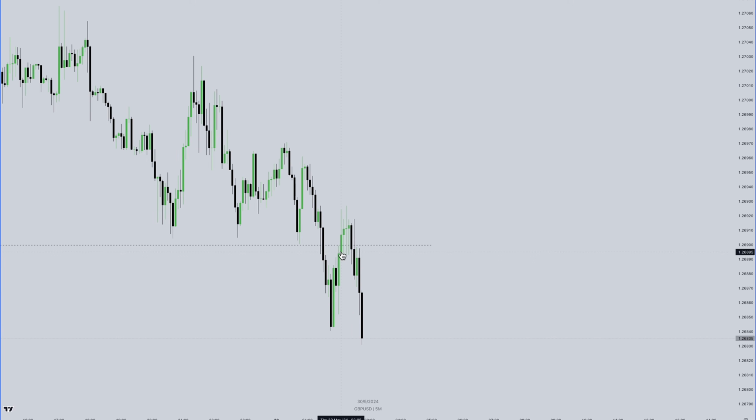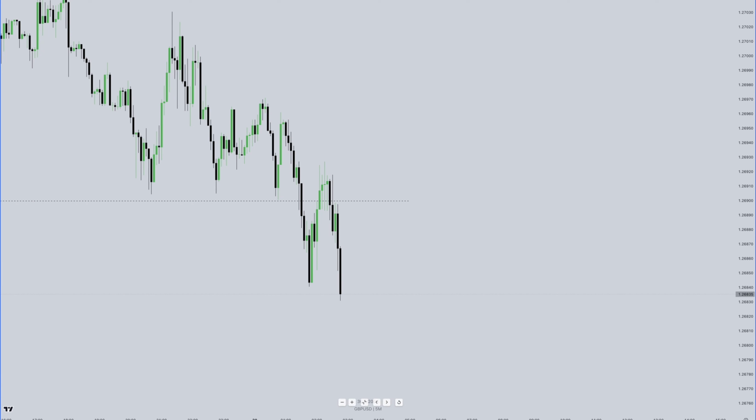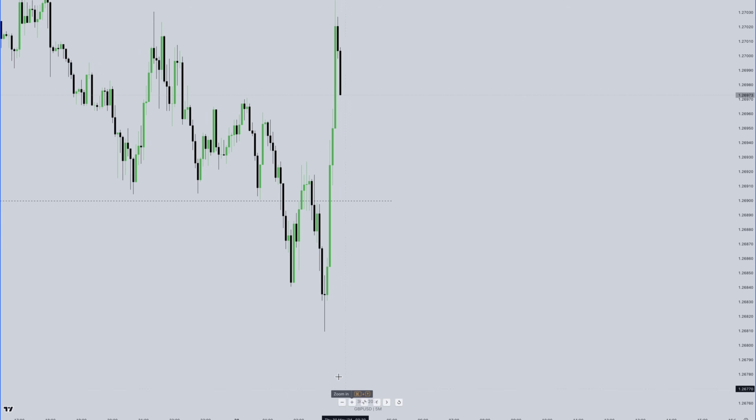There's no expansion yet, so there's no trade in this. So now you're just on the sidelines. Now we are inside the London Killzone, and here you see that energetic move upwards.